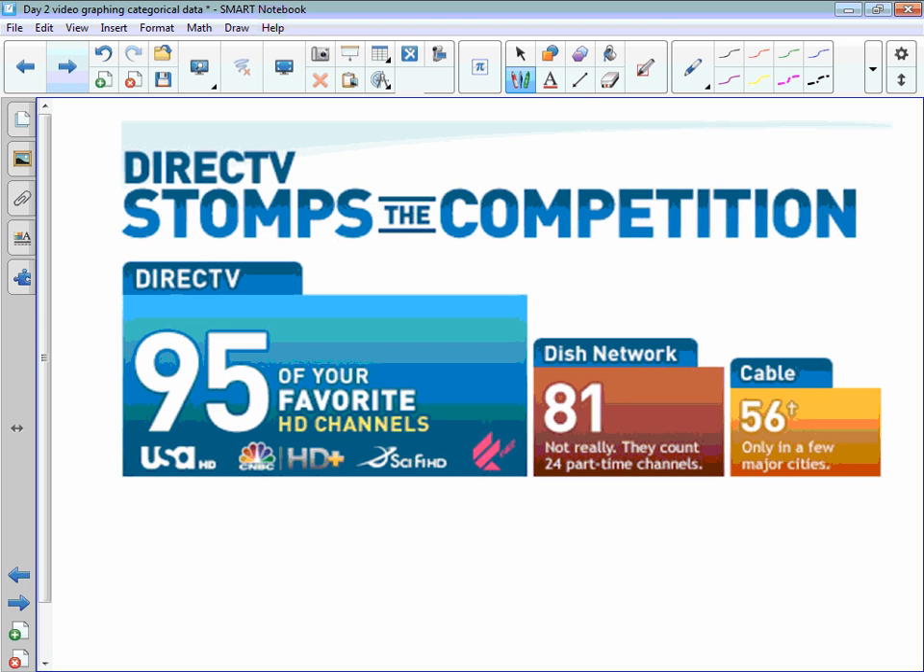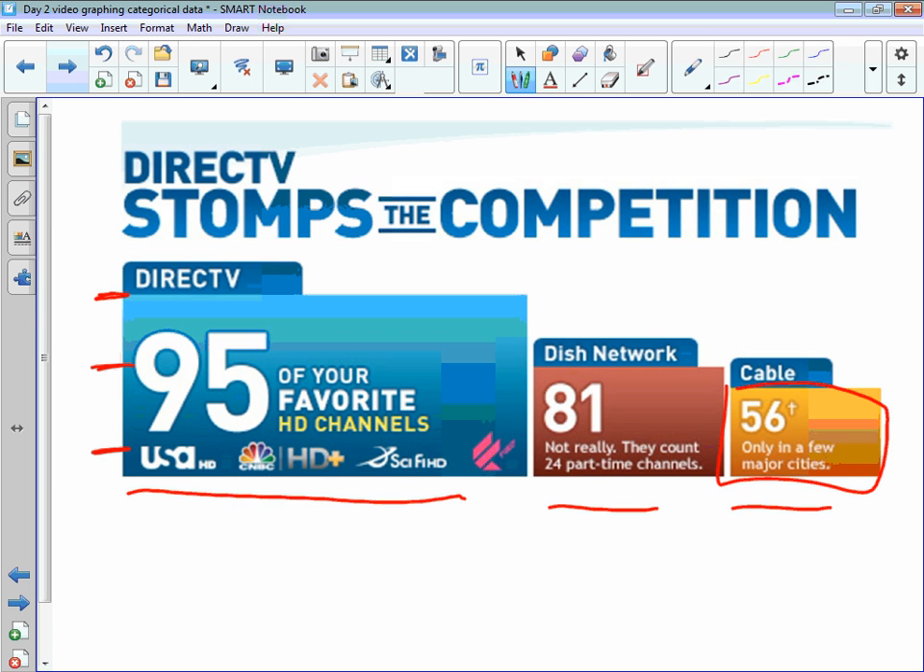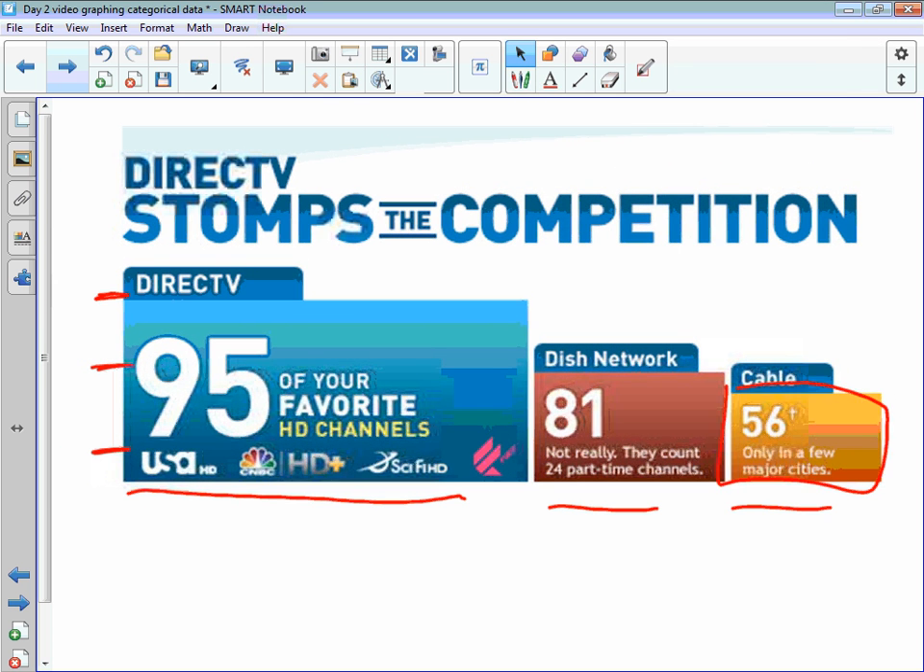Here's another example of one. This is an ad from DirecTV, Dish Network, and Cable. Once again, the human brain does this by area. And so what they did is that the scale on this is correct, but they made it much wider here. And so if you look at this piece, well, one on this line, it's 1/6 the area of the cable. And so your mind processed that as DirecTV is 6 times better than cable. But 56 isn't even twice as much as 95.